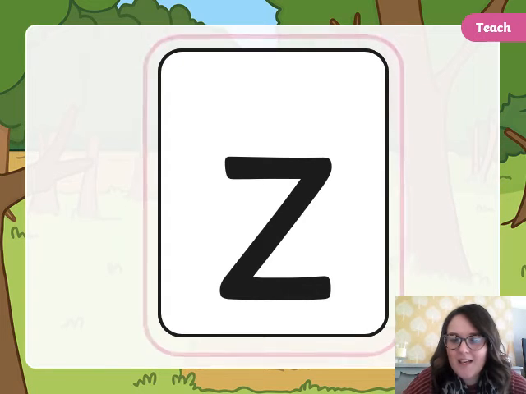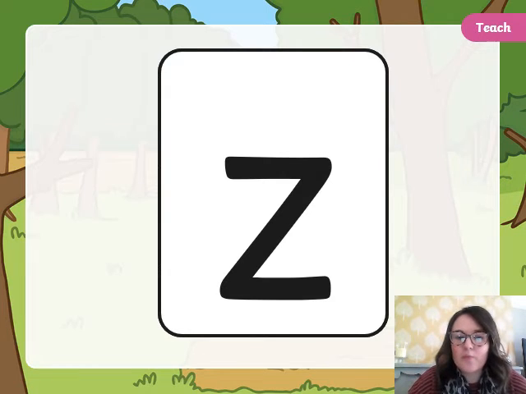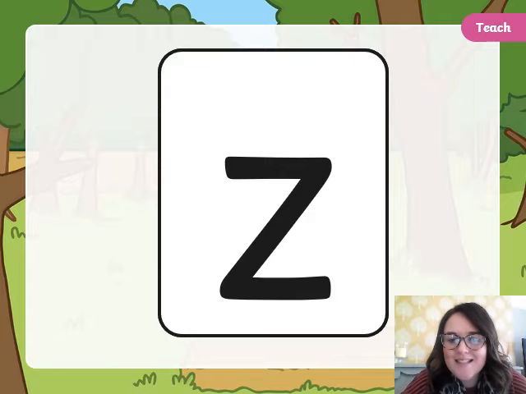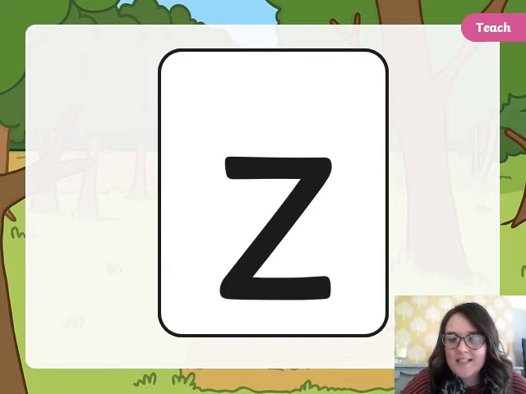Okay, so our letter and our sound of the day is this one. Do you know it? Have you seen it before? It's a Z, z sound. See if you can try that like a buzzy bee. Z. And the letter name is zed. Z. It's not a zee, it's a zed. And it makes the sound z.